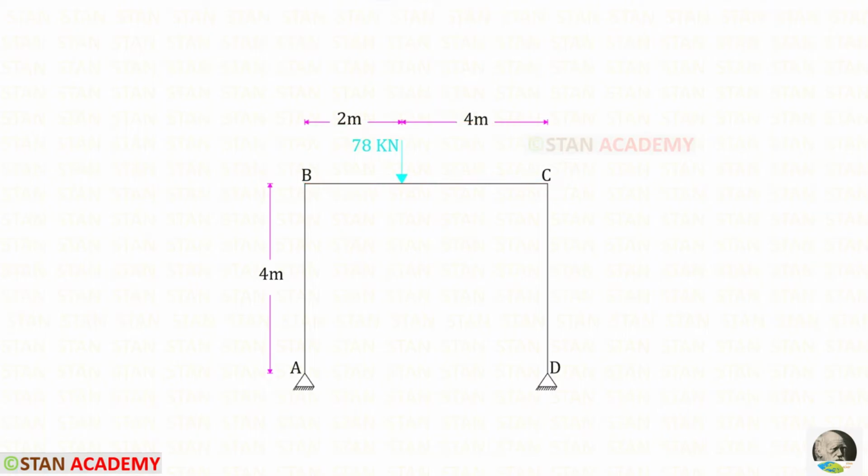In the columns there is no load. In the beam BC there is a concentrated load of 78 kilonewton. It acts at a distance of 2 meter from B. At the points A and D there are hinged supports.